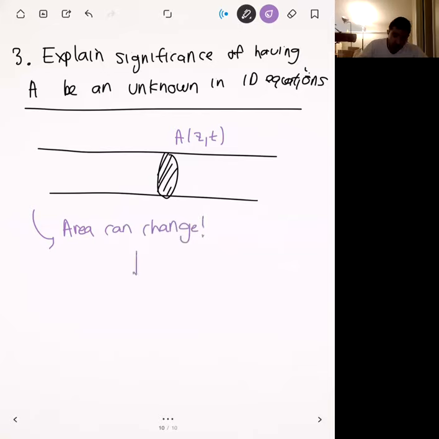And so what's the reason why that cross-sectional area can change? The main reason for that is the fact that our walls are deformable.